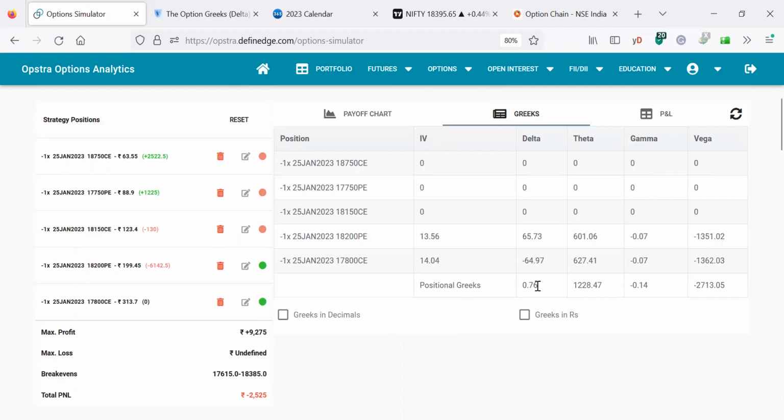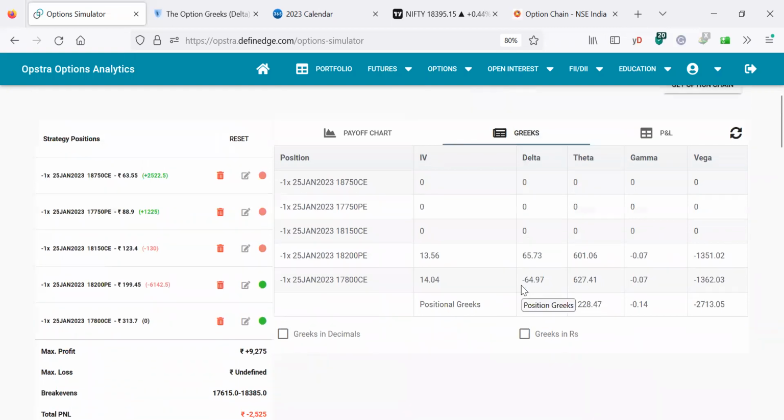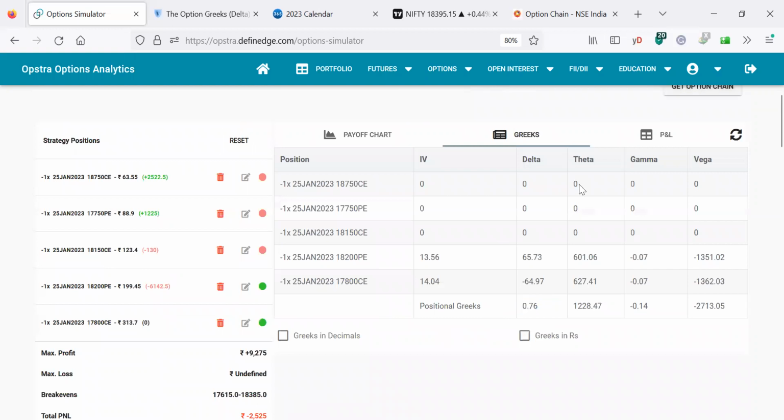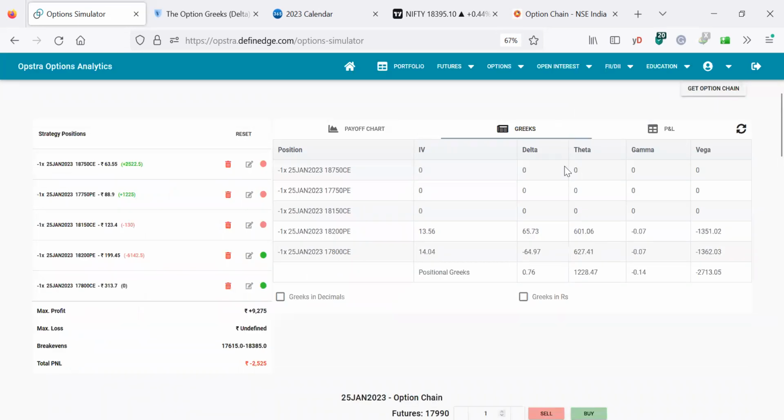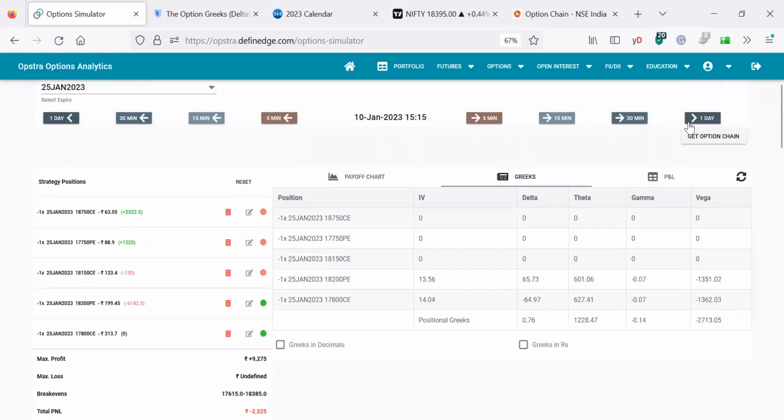So again we have neutralized it, it is 0.76. So we can check it out. Minus 2500. Definitely that loss will be there. Now we'll just go one more day ahead.